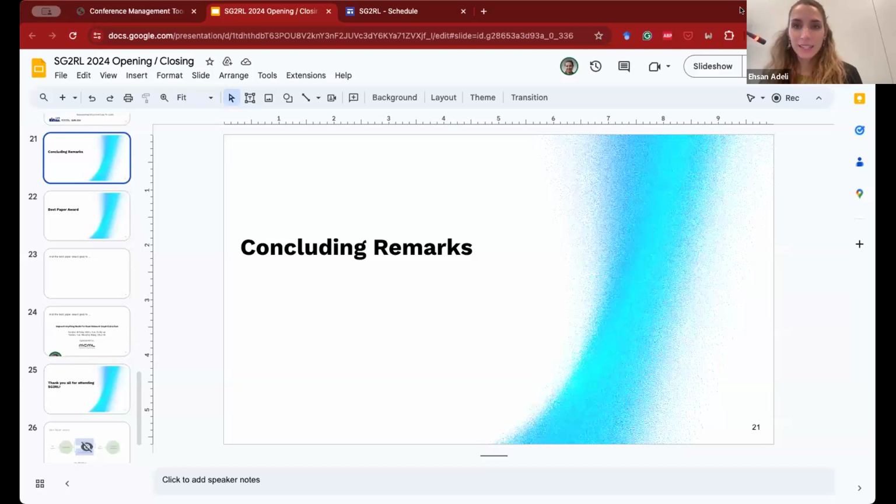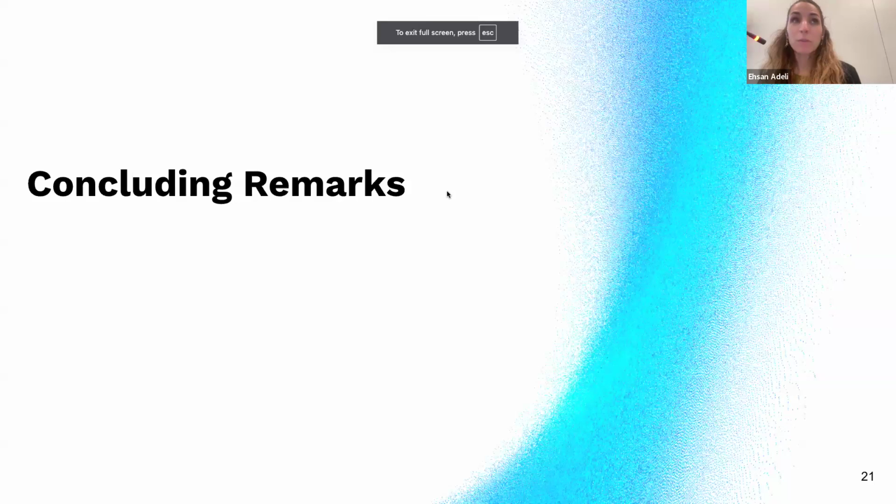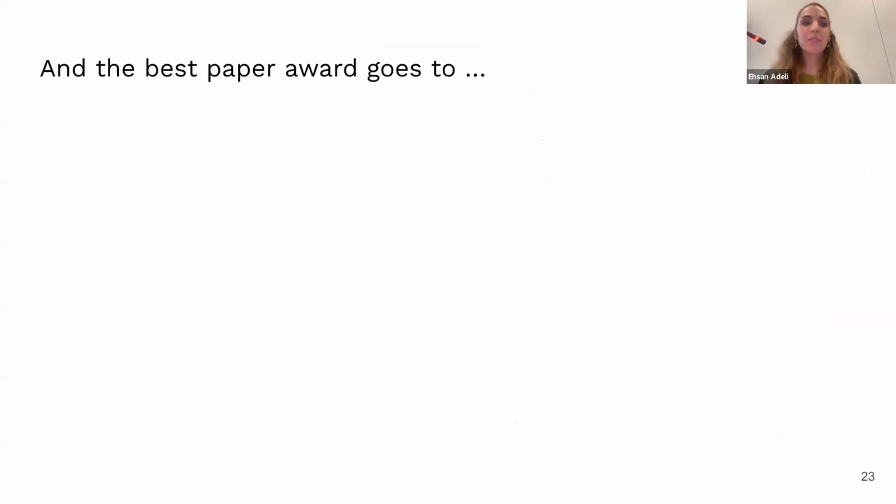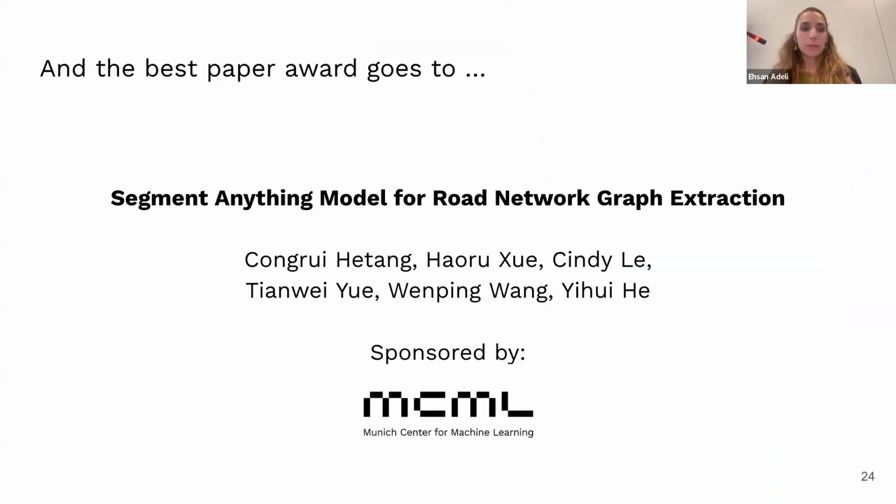Okay, so let me share my screen. We're now at the end. Before you leave, people are leaving, I would like to announce the best paper award for the workshop, which goes to the Segment Anything model for road network graph extraction. Congratulations to the authors. Are they in the room? No? Okay, well, I'll accept the award.